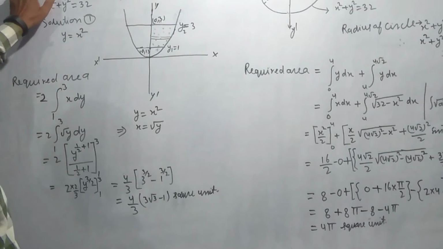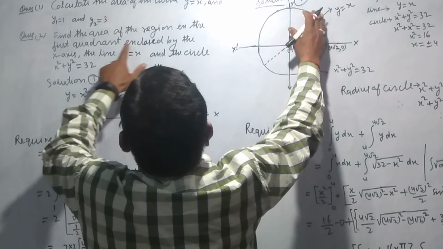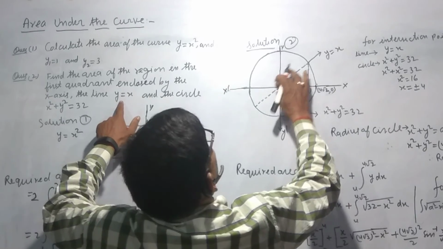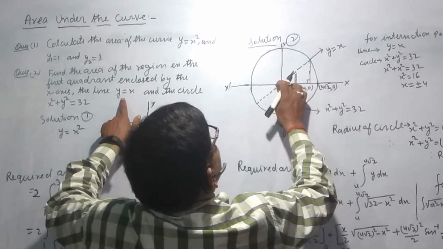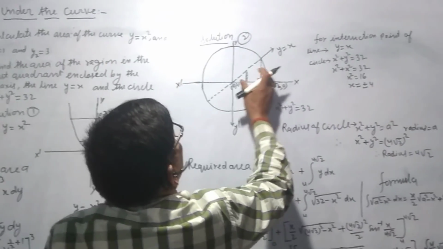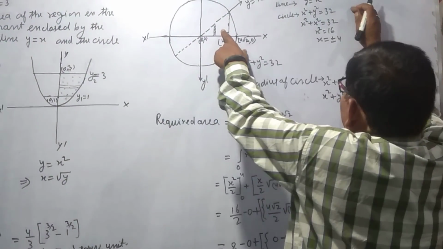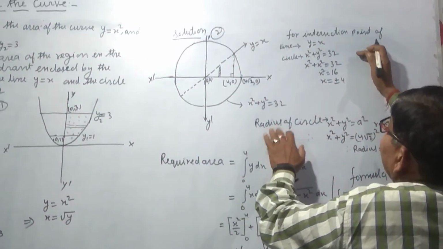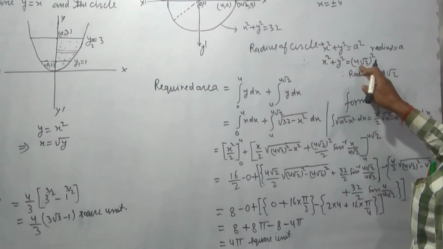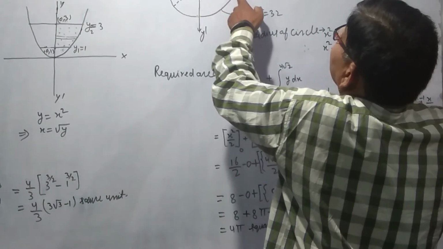Now question number 2: find the area of the region in the first quadrant enclosed by the x-axis, the line y equal to x, and the circle. This is the first quadrant, this is the x-axis, this line is y equal to x, and this is the circle, so we have to calculate the area of this. Now in this case, for the circle x square plus y square equal to a square, a is the radius, so comparing, the radius is 4 root 2 here.